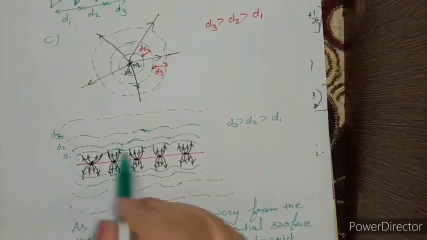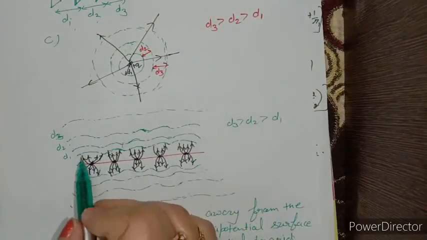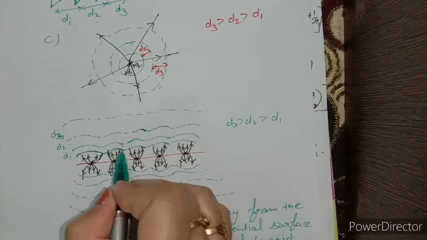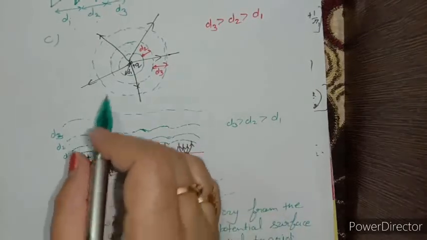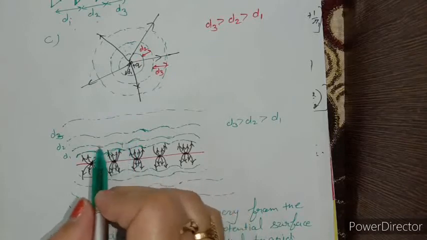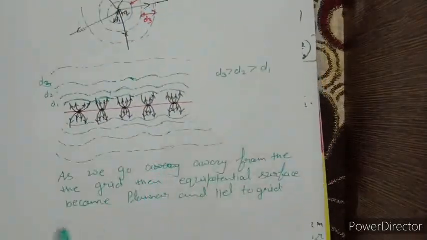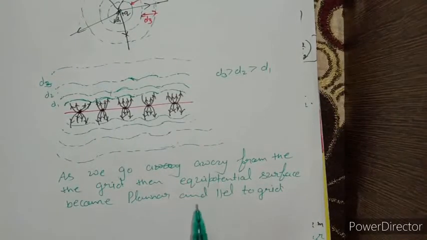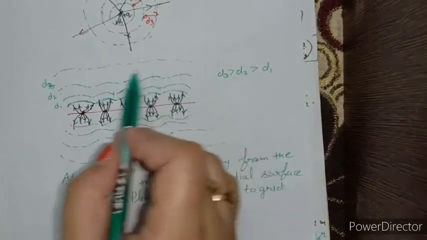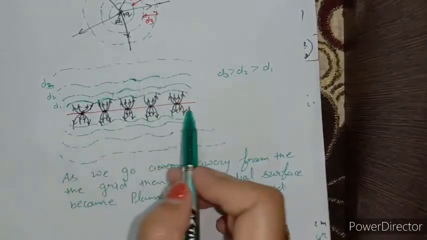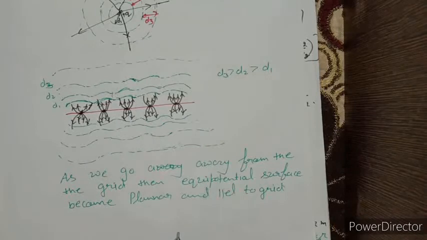Near the grid, the equipotential surface looks like a wave, but as we go away the separation between the equipotentials increases and they form the shape of a plane, parallel to the grid. You can look here, this is parallel to the grid, right? So this is question number 34.